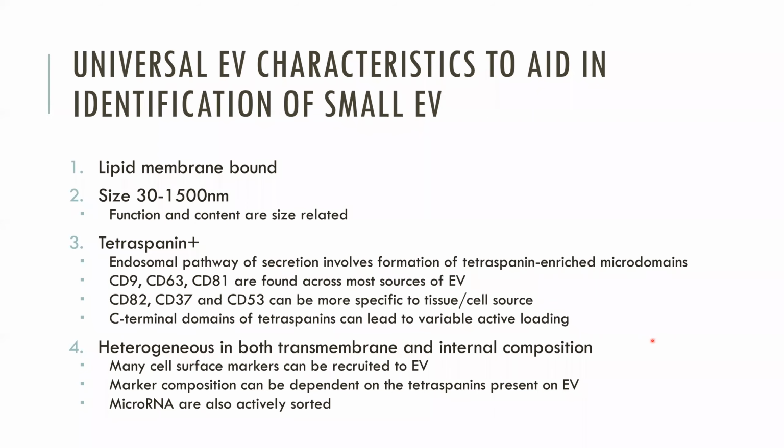EVs are heterogeneous in both transmembrane and their internal composition. So there are lots of cell surface markers that can be recruited to EVs. Often EVs are found to be MHC class II positive, so they're possibly able to present antigen within the immune system. Their marker composition is dependent on the tetraspanins. As I said, the variable C-terminal domain is going to influence that active loading. And there are also microRNAs that are known to be shuttled between cells with EVs.